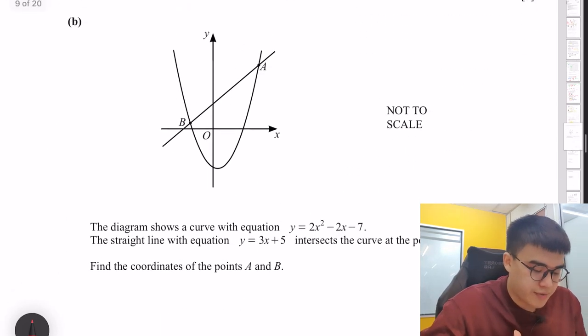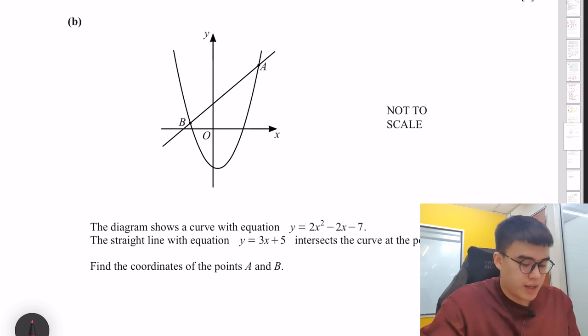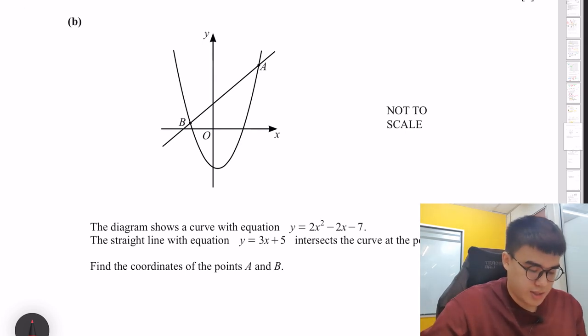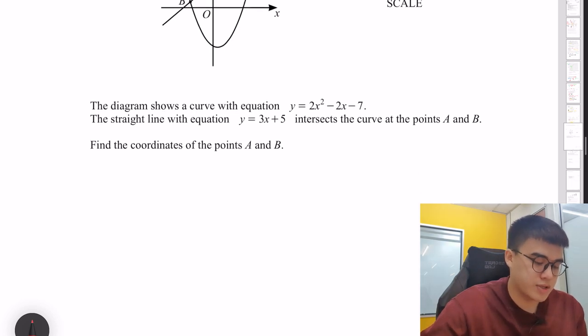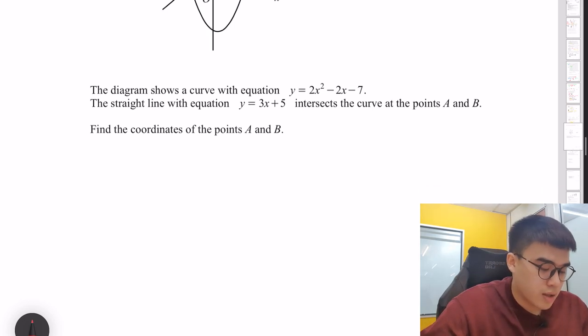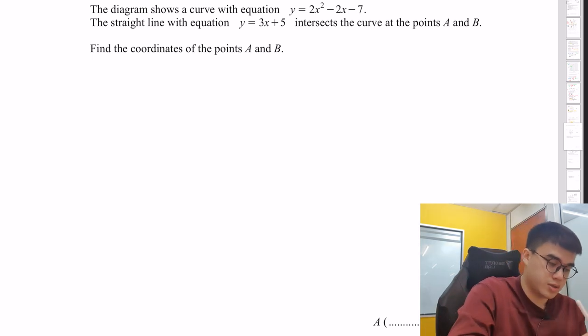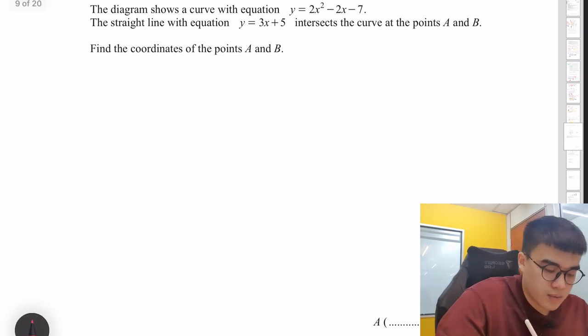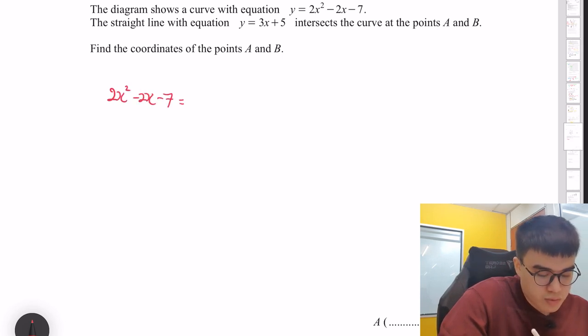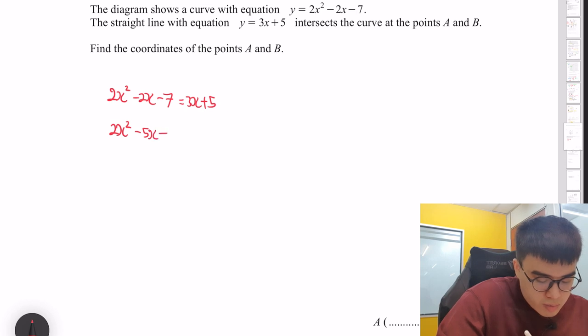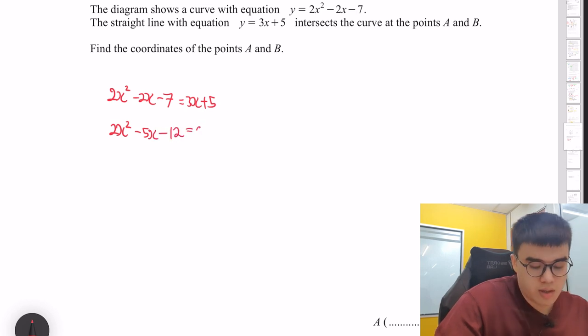So the diagram shows this curve, okay, intersecting at A and B. So find the coordinates. What you have to do now is to base it on the information. There's no use looking at the graph. Okay, all you need to do is to solve this equation here. So what they're expecting will be 2x squared minus 2x minus 7 equals 3x plus 5. So when you bring everything together, it will arrive at this point here.